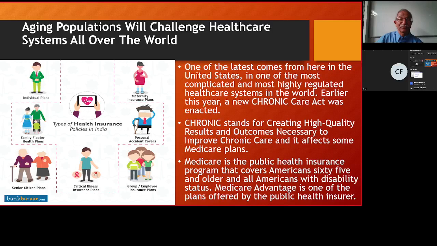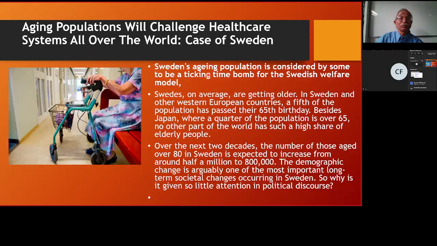So insurance is also coming up with something for chronic diseases and how the insurance can be utilized for them. Sweden's aging population is considered by some to be a ticking time bomb for the Swedish welfare system, because Sweden doesn't have younger children. They do not have children because they don't marry. They stay together, or there is a high divorce rate. So Swedes on average are getting older.